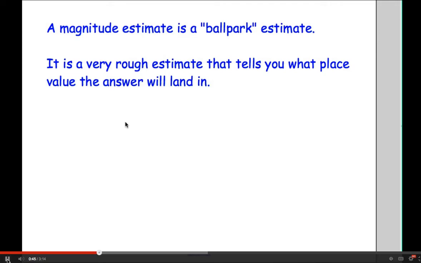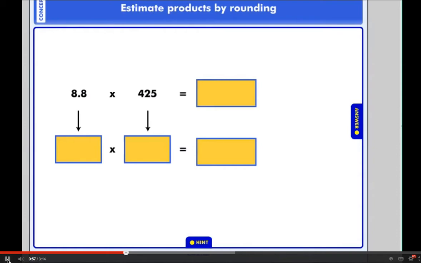Will it be in the tenths? Will it be in the thousandths? That's the kind of estimate that you're making. You want to figure out what ballpark it is in. Let's take a look at this example, and you should write this example into your notes as well.